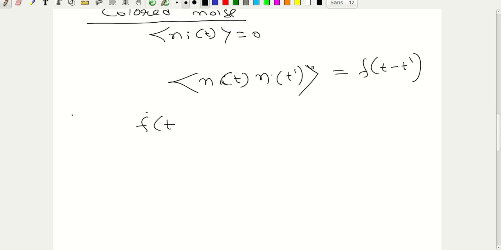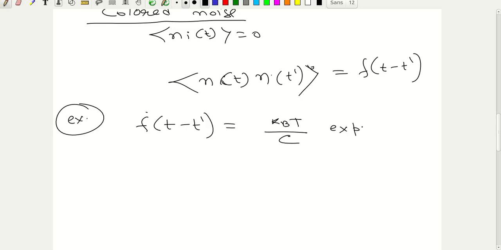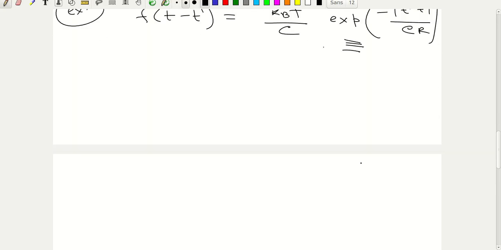So let's say, for example, f of t minus t prime is something like some constant k_B T by c, exponential of minus mod of t minus t prime by RC. Then this is basically called an exponentially correlated noise. So this is the difference between white noise and colored noise. And this is basically a thermal noise, you can say thermal noise in an electrical resistor.